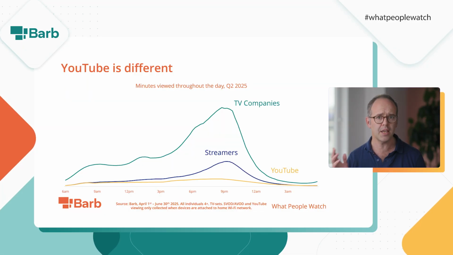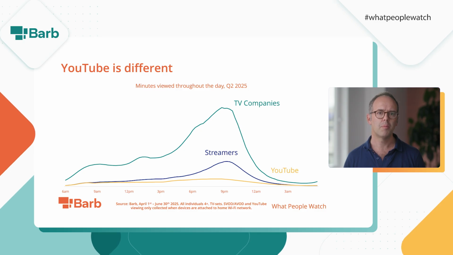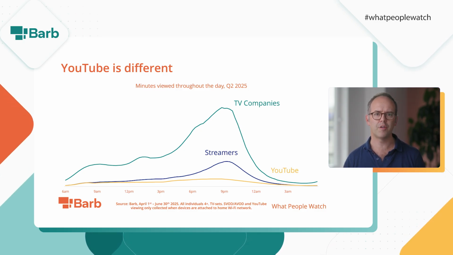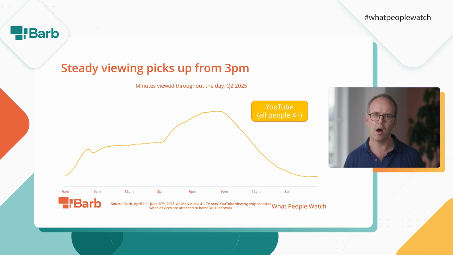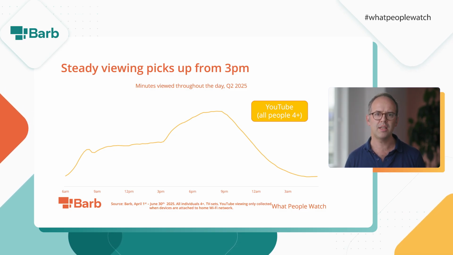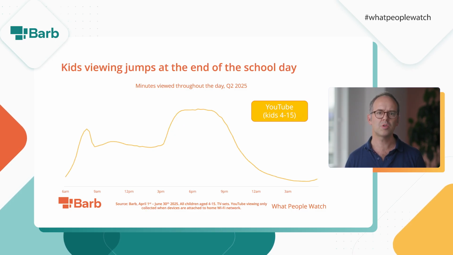This difference is reinforced when we look at how YouTube is used through the day compared to TV companies and streamers. I showed these charts at our event in June, but it's worth reiterating that we see a significant evening peak in viewing for TV companies and streamers that isn't present for YouTube. 3 p.m. is a key point for an uptick in viewing time with YouTube at home, but that viewing is not significantly higher at 9 p.m. than at 6 p.m. This is also where we start to see the importance of children to YouTube.